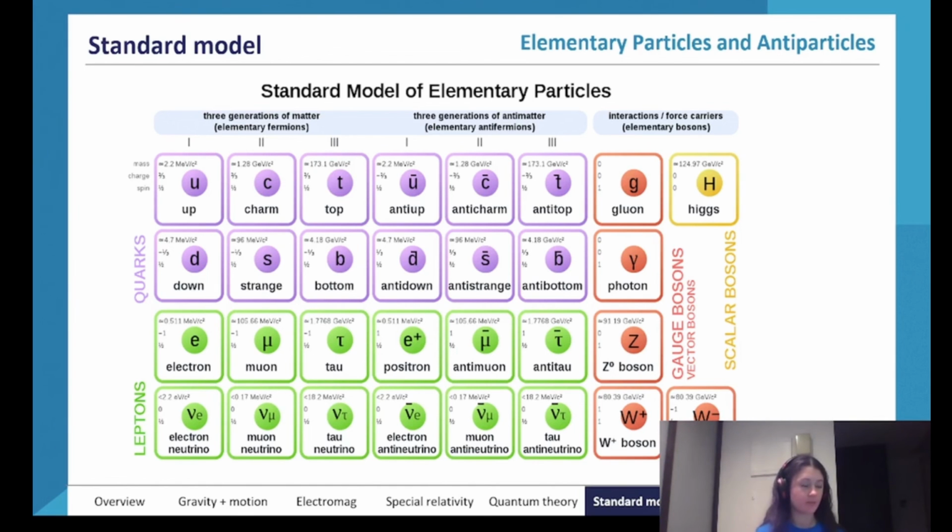This massive table tells us about the Standard Model of elementary particles. I'm not going to go through all of these today, because it would be like telling you a big long list of names that you are never going to remember and is not going to be helpful to you.